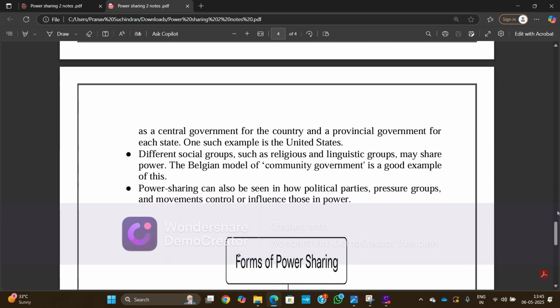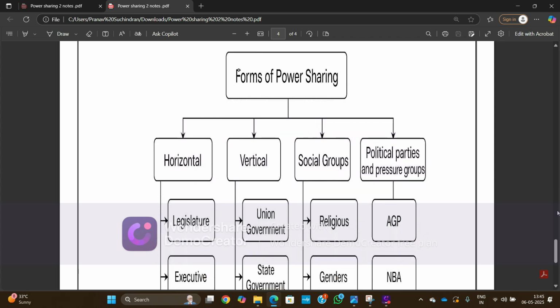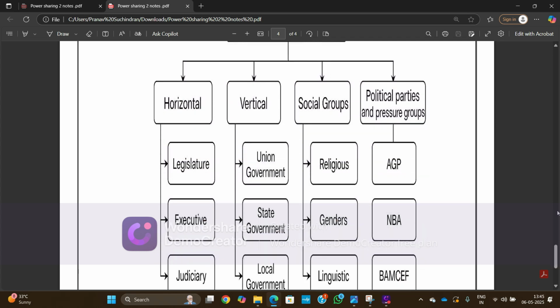The sharing of power among the different organs of the government is referred to as horizontal form of power sharing. That is the power sharing among the legislature, executive, and the judiciary. This is also known as a uniform system. This is also referred to as a system of checks and balances, because one organ can check whether the other organ is functioning and operating properly. They can only check, but they cannot overpower the other organ.